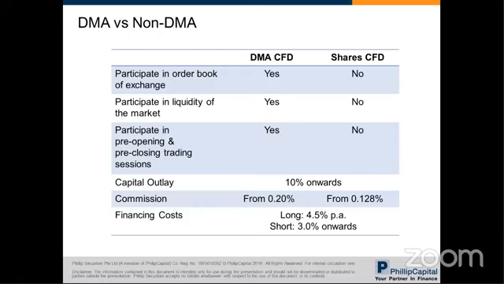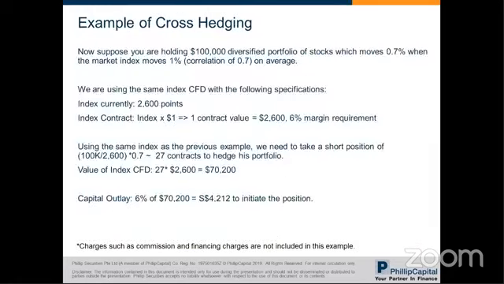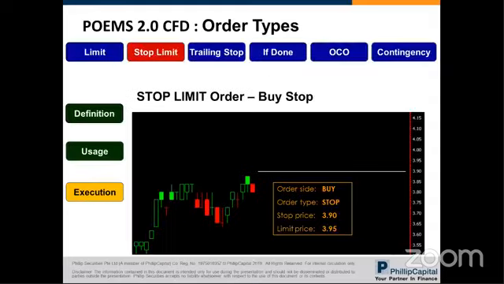Okay, let me just show you one example. If you place a DMA sell order at 390, and the bid and ask for the share CFD stays at around 380, 385, something like that, subsequently if the share price moves towards 390 and is executed at 390, then your DMA order will be executed on that basis.